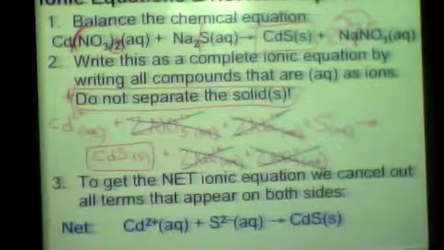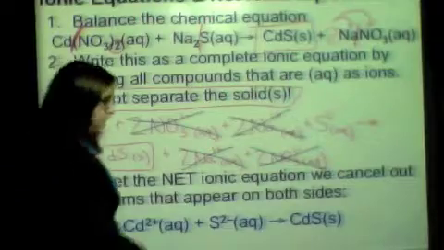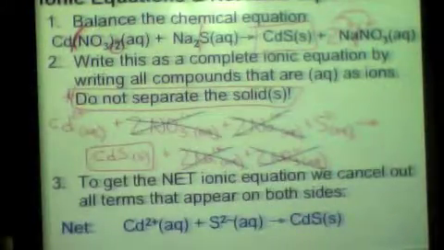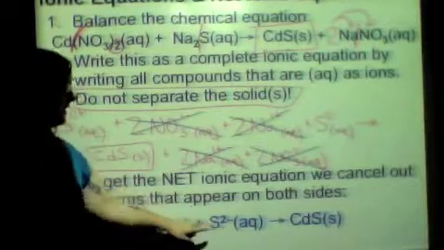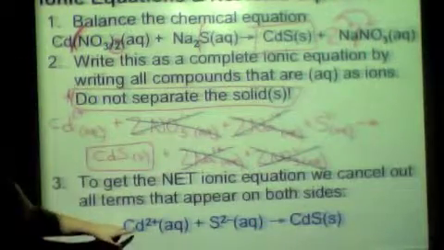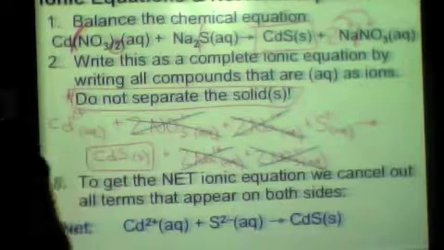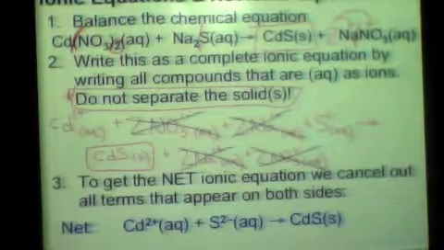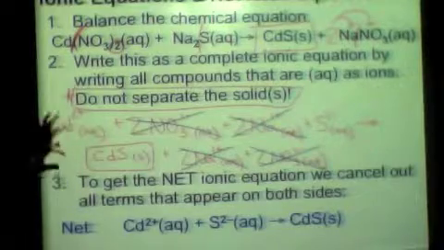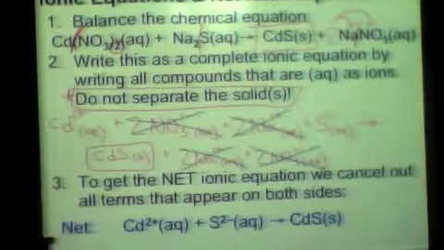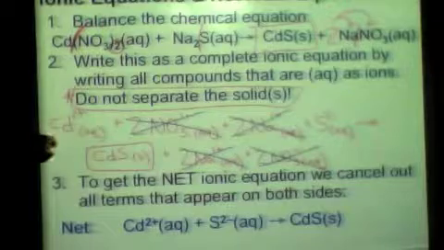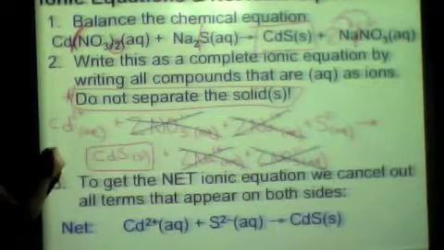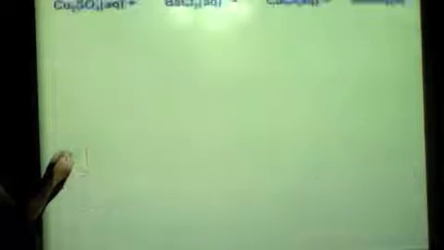Now, a way to check yourself is that your product should always just be the solid that's being produced. And then, of course, the ions on the left side should be what makes up that solid. Okay? Now, on your test, you will have one of these, and it will be worth 10 points. Each part is going to be part of the answer. So you have to be able to give me the complete ionic, and you have to be able to give me the net ionic. So let's try another one.